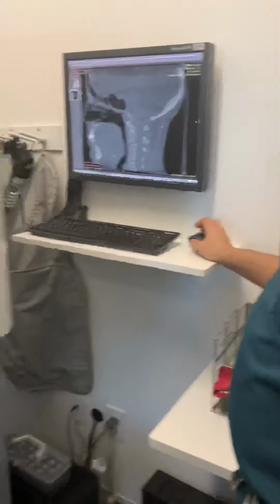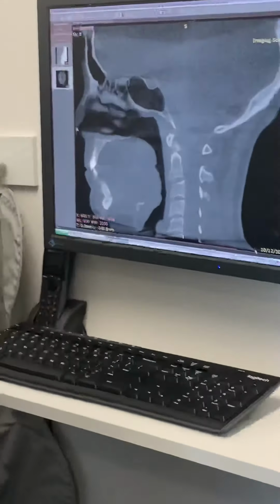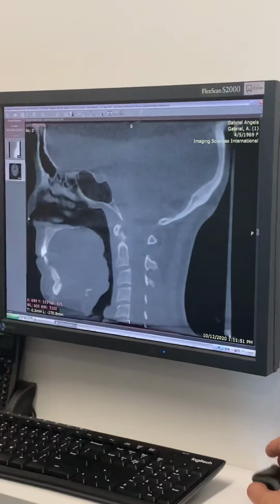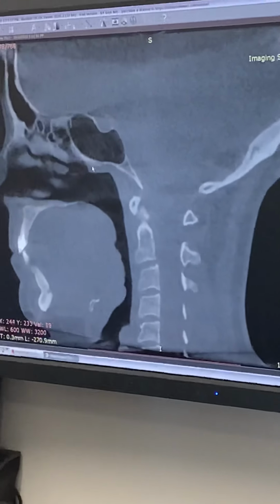So here's the CT scan we just took for you. Look at the date, 10/12/2020. It has your name on it, Angela Gabriel. So we're gonna look at different things.